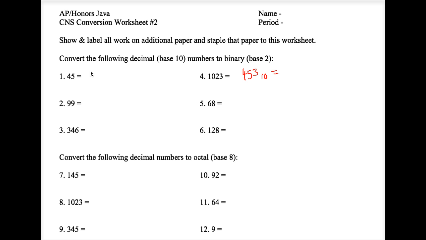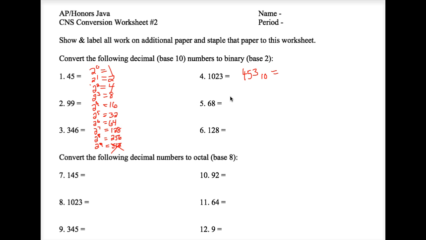First you make a little cheat sheet for powers of 2. So there you have my cheat sheet. I have everything recorded from 2 to the 0th power, which is equal to 1, up to 2 to the 9th power, which is 512. So we ask ourselves, what's the highest power of 2 that divides into 453? Now 512 does not fit, but 256 does.